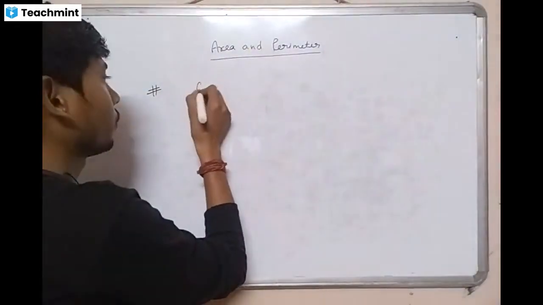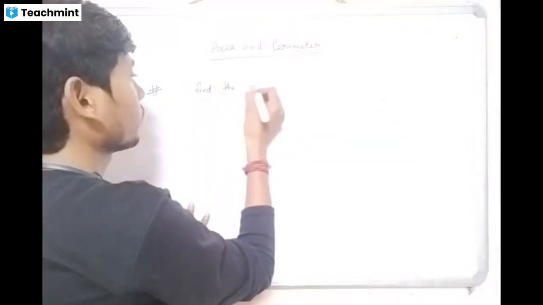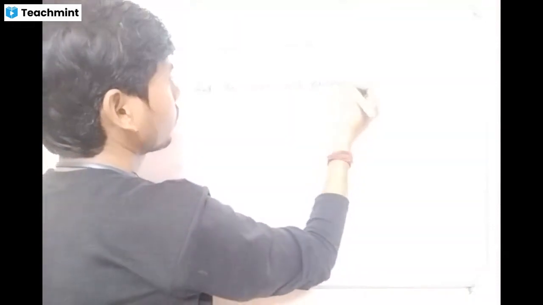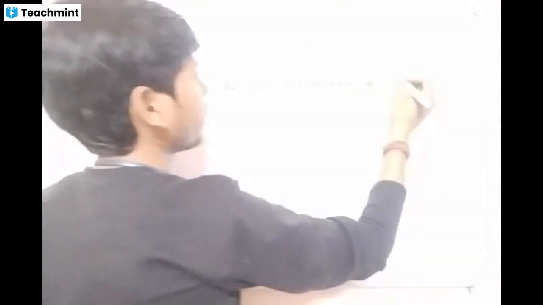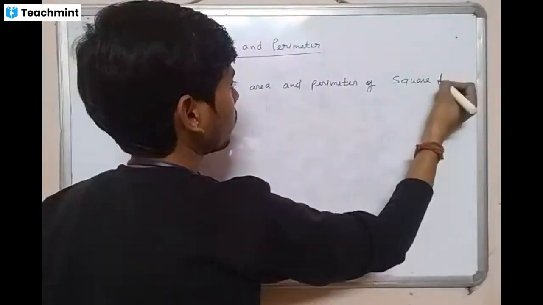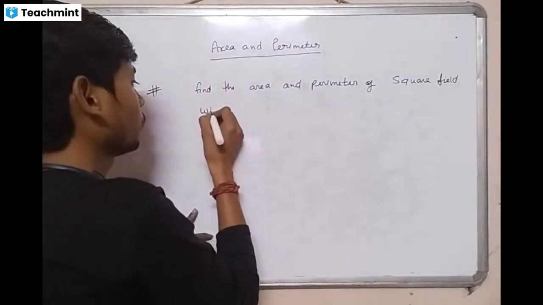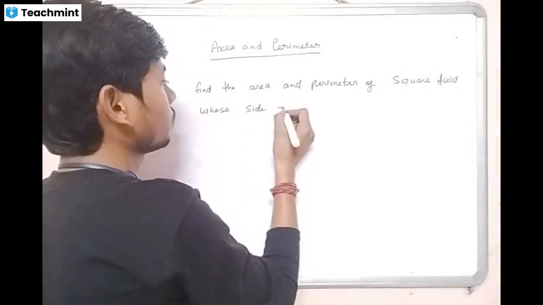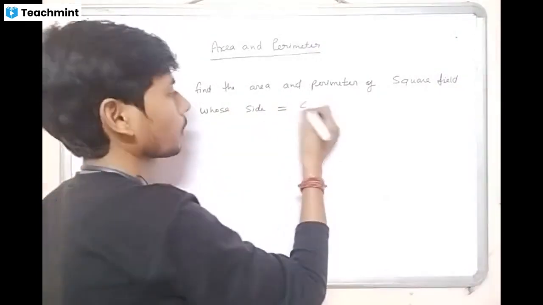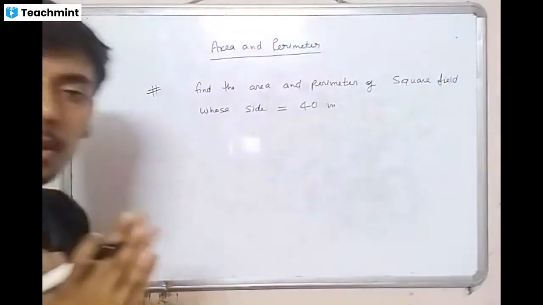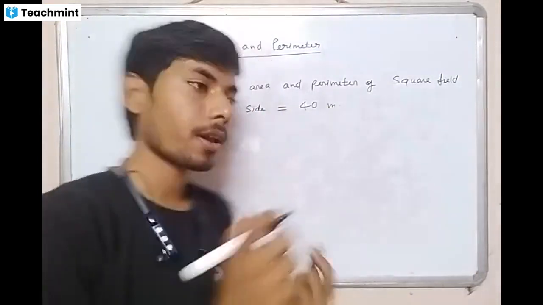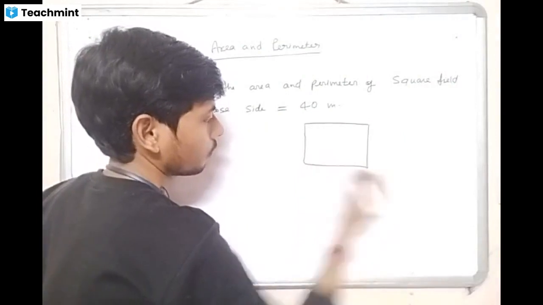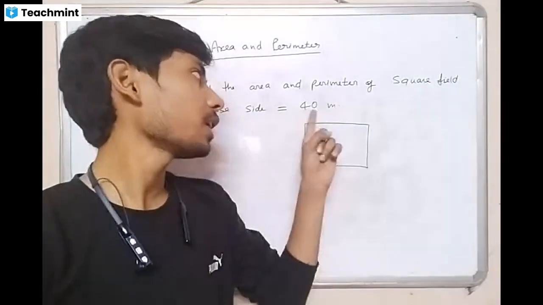Okay, find the area and perimeter of a square field whose side is equal to 40 meters. Suppose this is a square field and the side is given as 40 meters.